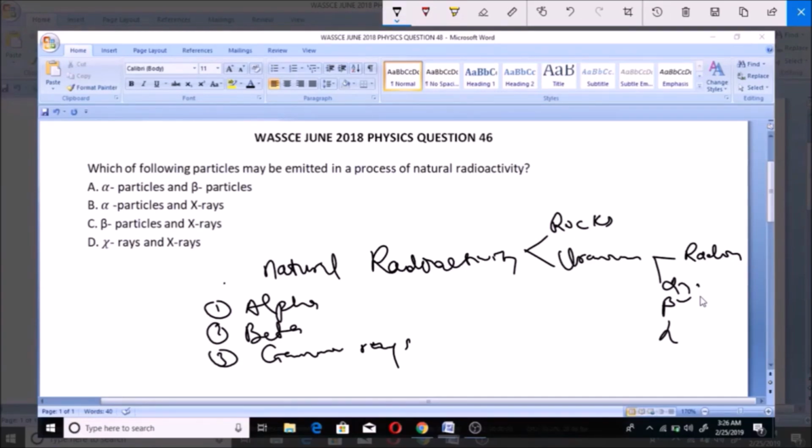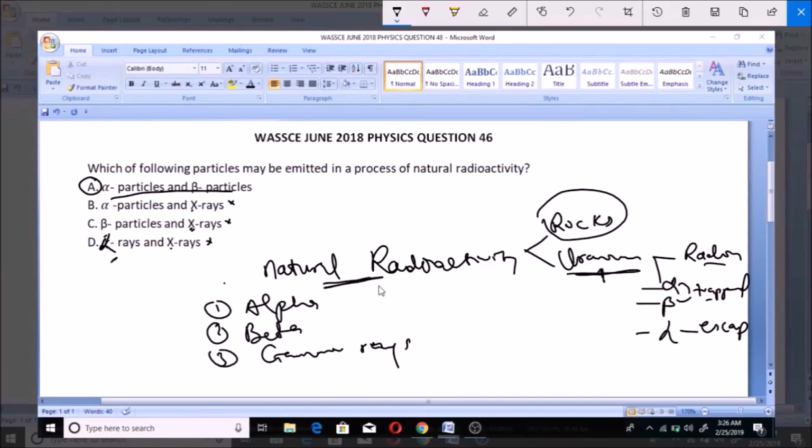Natural radiation happens all around us; there is always radiation bombarding us from cosmic space here on Earth, but we witness it mostly in rocks. It involves the radioactive decay of the radioactive element uranium to get radon, thereby emitting alpha particles and beta particles, which are trapped in the rocks, and gamma rays, which escape. So the answer is A, alpha particles and beta particles. Take note of this specific concentration on natural radioactivity.